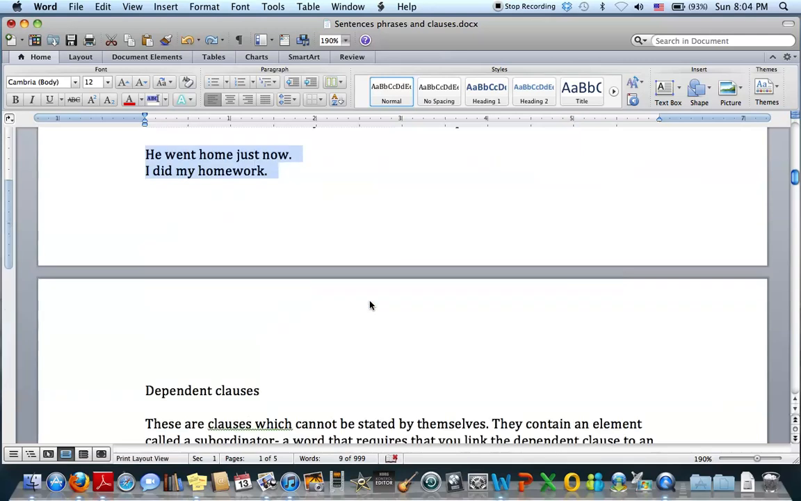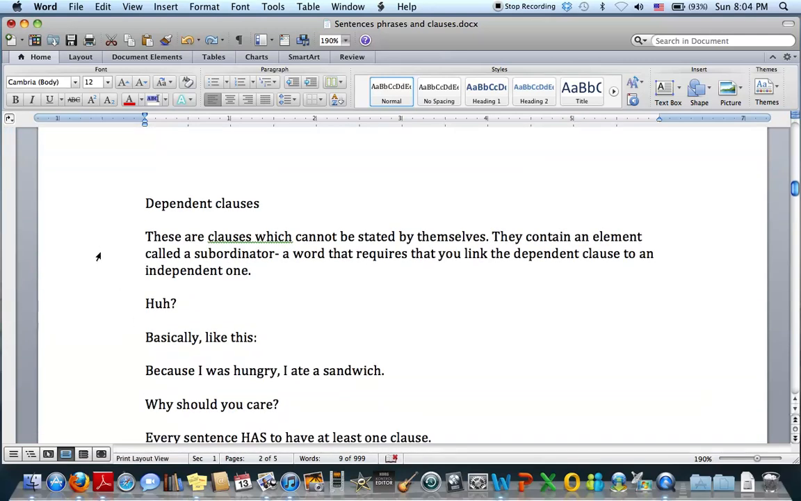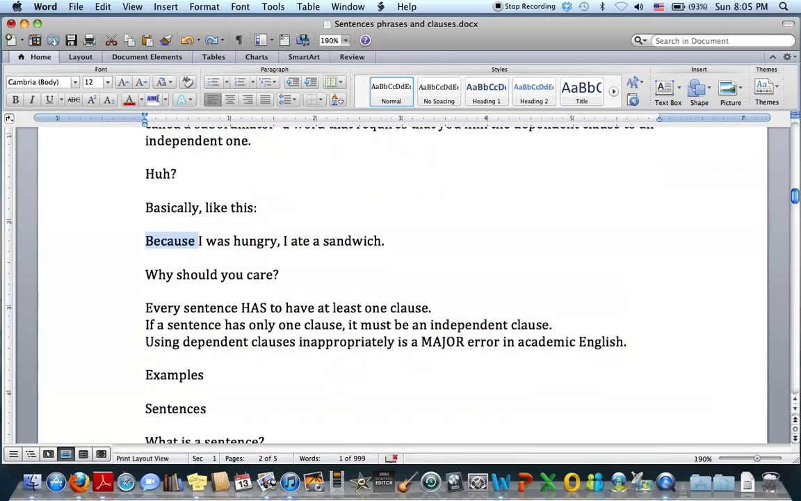There we go. Dependent clauses. These ones you cannot say by themselves. You have to link them to an independent clause, and that's because they contain this special thing right here, a subordinator. And one word that we looked at that's a subordinator is because. Okay, and there we go. Hopefully this has all been pretty much review for you.